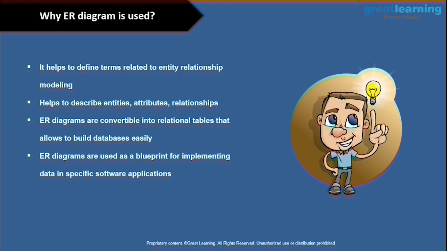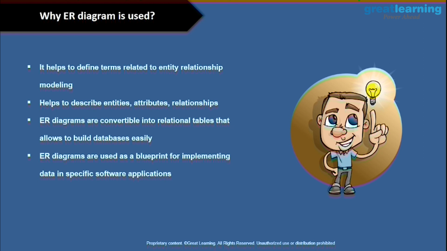Why? Because if you don't know what is table, if I start talking, hey, we are going to talk about entity, do you understand? No, right? So first, as you know, these table names are basically the entities. We are going to talk about that as well. Then the attributes are also there, and how you can start making the relationship between attributes and tables and entities, we will see that as well. Right? So it basically helps to describe entities, attributes, relationships, obviously, and ER diagrams are convertible into relational tables, the tables we know, right? That allows to build a database easily.